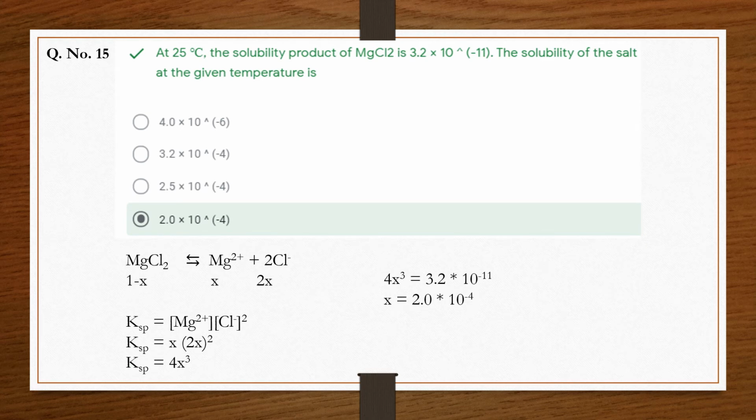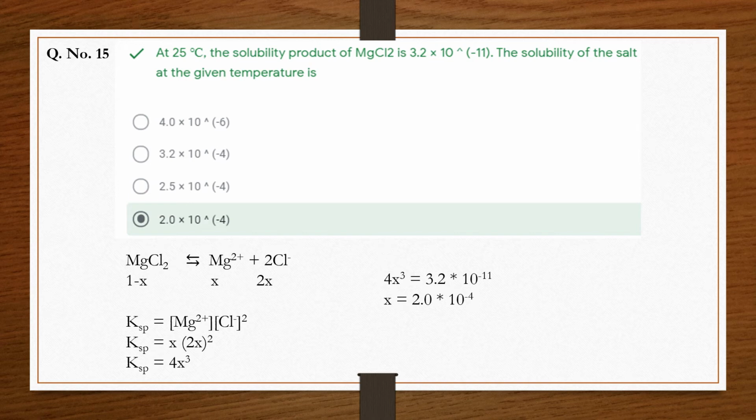The next question is, at 25 degrees Celsius, the solubility product of magnesium chloride is 3.2 into 10 minus 11. The solubility of the salt at the given temperature is? So first of all, let's derive the solubility product for this magnesium chloride. The magnesium chloride will be dissociated as magnesium 2 plus and 2 chloride ions. Initially, if we take 1 mole, there won't be any formation of magnesium 2 plus and chloride ions. If X moles gets dissociated, it forms X moles of magnesium 2 plus and 2X moles of chloride ion.